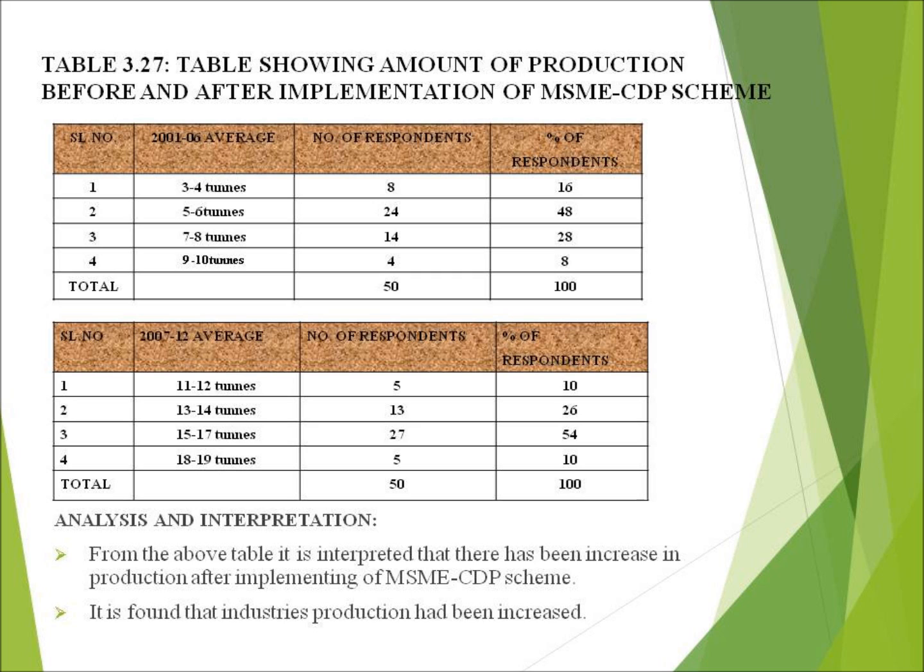Analysis and interpretation. The major analysis and interpretation is that I have compared the production of the safety matchbox industries before and after implementation of the MSME-CDP scheme. I have taken the average of before and after. Before, from 2001 to 2006, the major respondents told that they were producing 5 to 6 tons. And after implementing this MSME CDP scheme, from 2007 to 2012, the major respondents are telling that they are able to produce 15 to 17 tons. There is a vast difference: they are able to produce 8 to 9 tons more after implementing the MSME CDP scheme.